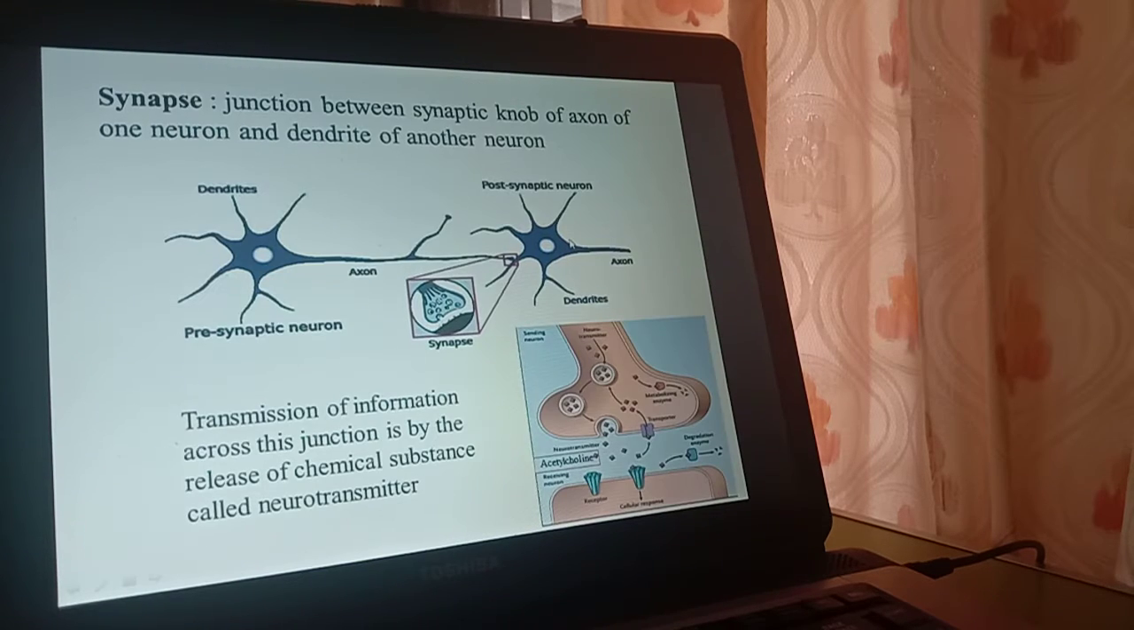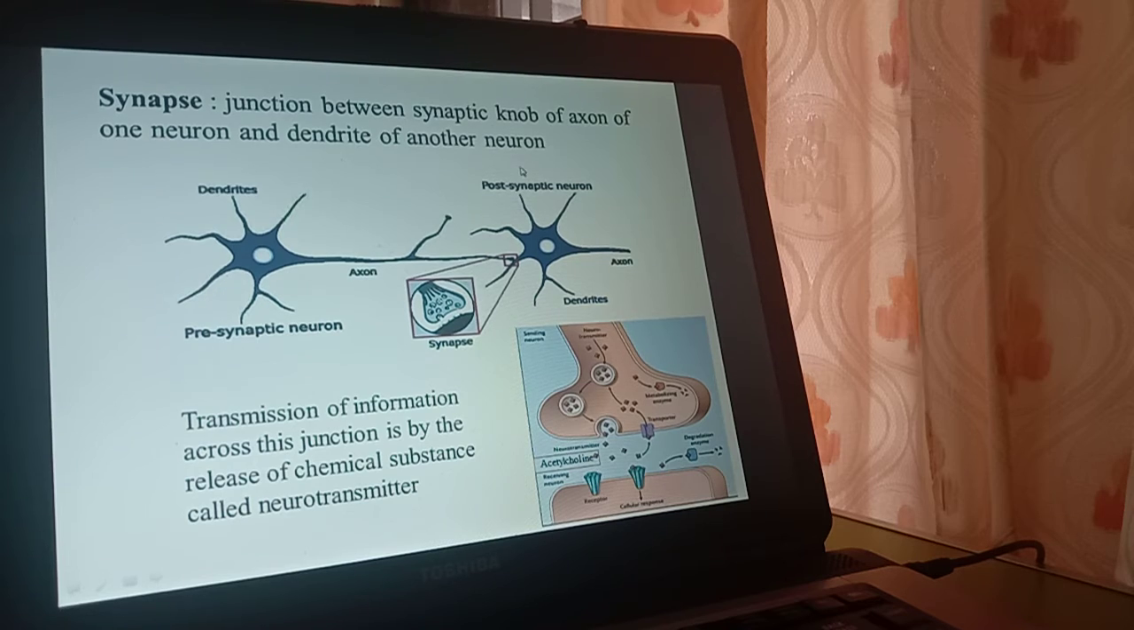Okay. Yes. Next is the synapse or the synaptic junction. So this is one nerve cell, this is another nerve cell. So this is called the synaptic junction. I showed you how the synaptic knob is there, which connects, or rather there will be a gap, but it transmits the impulse from this to the next dendrite.